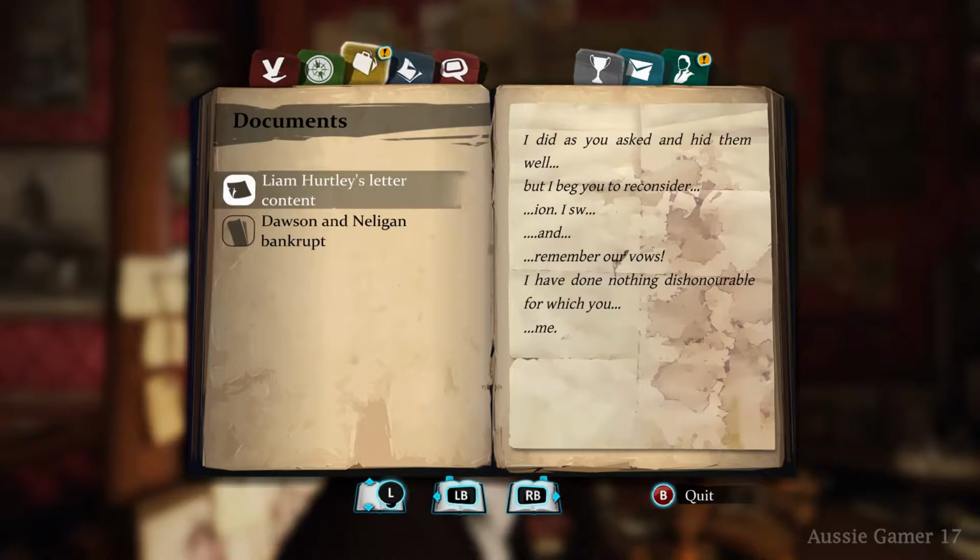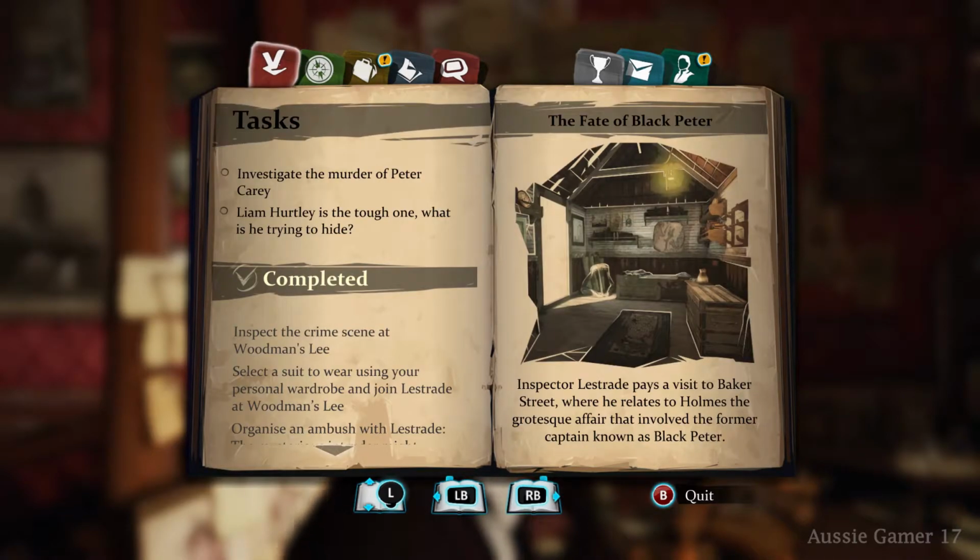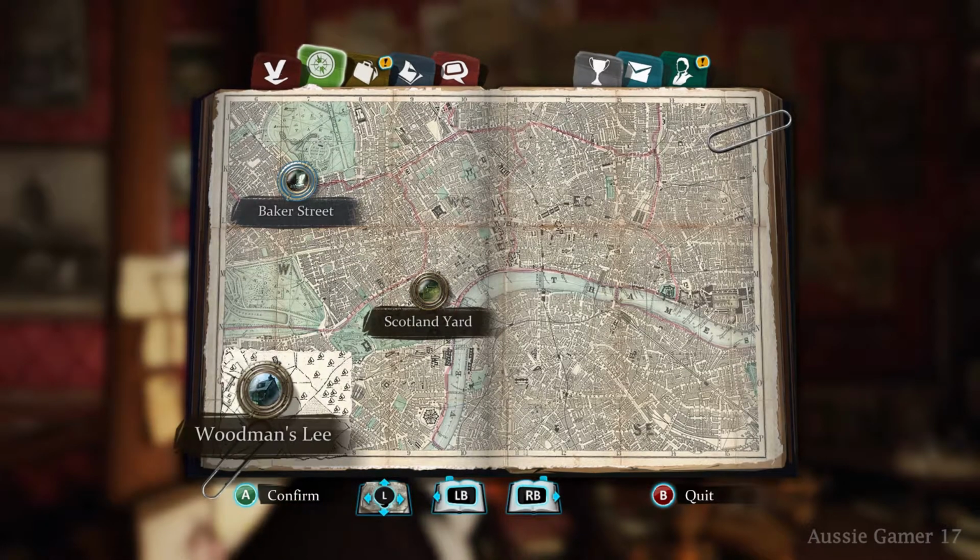All right, now head over to our tasks. It doesn't really tell us, but what we do know is that we picked up not only the letter from Hurtley's evidence, but we also picked up his boots. So we need to head back to the crime scene and check his boots against the footprints.